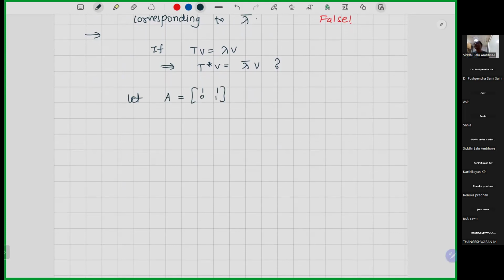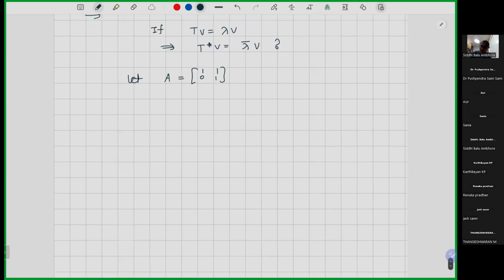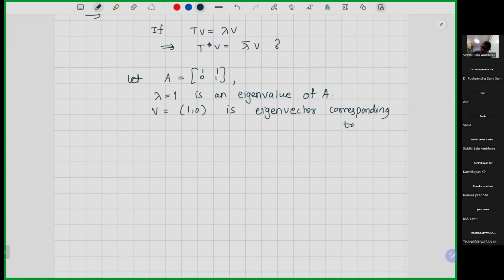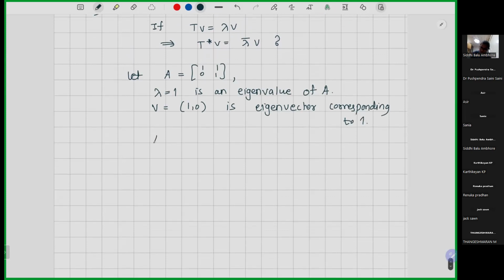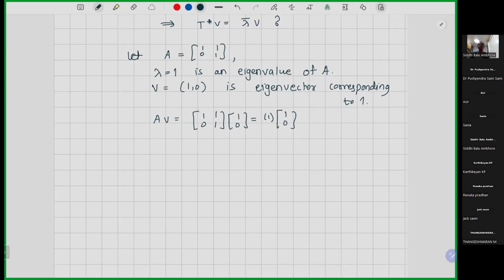Someone was saying something. If you have any examples, please share. Otherwise, okay, so A is the matrix 1, 1, 0, 1. Definitely lambda equal to 1 is an eigenvalue of A, since this is an upper triangular matrix and the diagonal entries are the eigenvalues. And also V equal to (1, 0) is an eigenvector corresponding to it, because A times V is (1, 1; 0, 1) times (1, 0), which is again (1, 0), that is, 1 times V. So we already have this information with us.